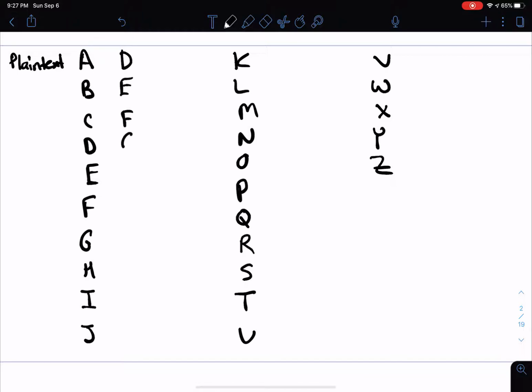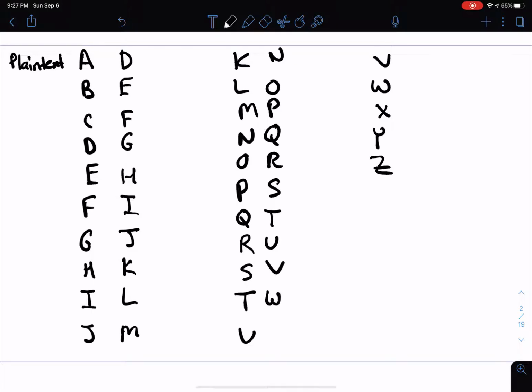D, E, F, G, H, I, J, K, L, M, N, O, P, Q, R, S, T, U, V, W, X, Y, Z, A, B, C. So even though Z is at the end of the alphabet, starting at X, you would cycle back around to A. So the plain text X would become the ciphertext C. So the ciphertext is the one on the right side.